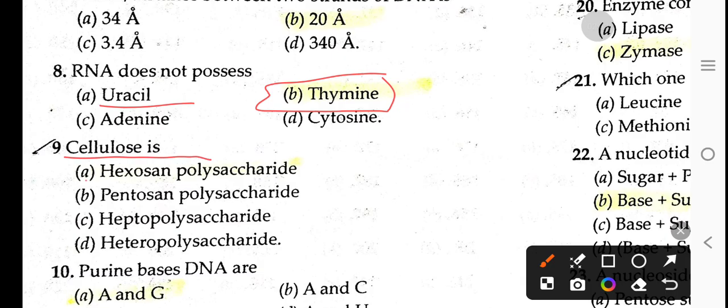Cellulose is a homo polysaccharide. It is made up of glucose, which is an aldohexose sugar, and it is made up of many glucose monomer units which combine together to form a large chain which is called cellulose, and this is a polysaccharide.